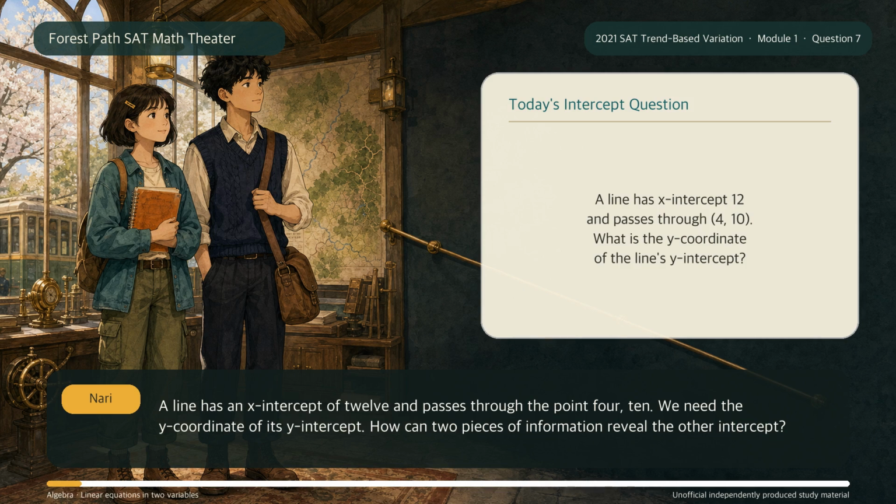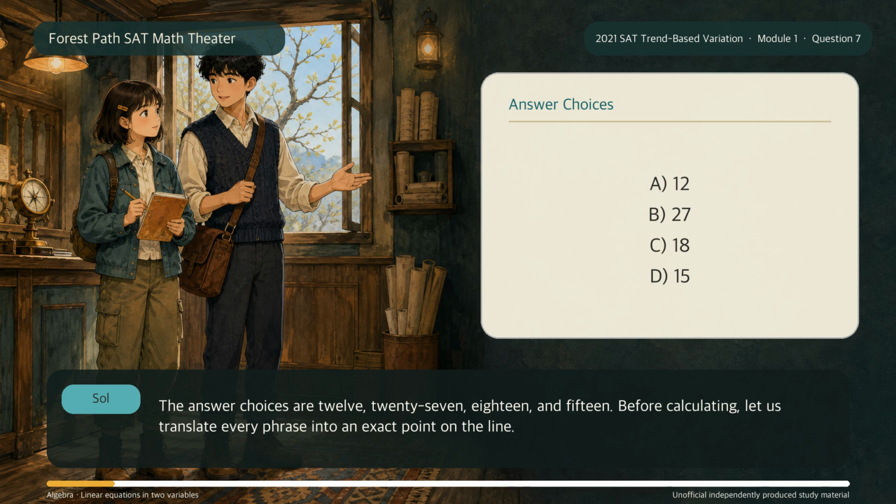A line has an x-intercept of 12 and passes through the point (4, 10). We need the y-coordinate of its y-intercept. How can two pieces of information reveal the other intercept? The answer choices are 12, 27, 18, and 15.